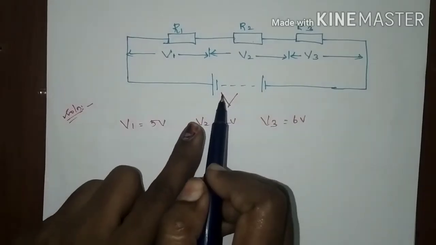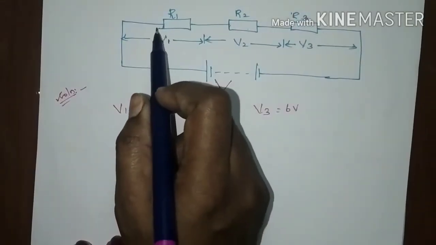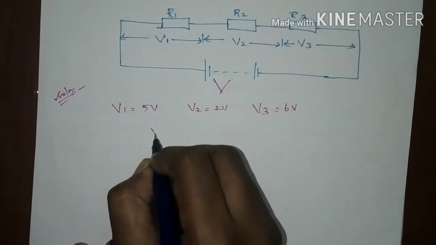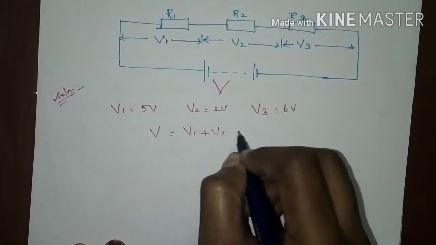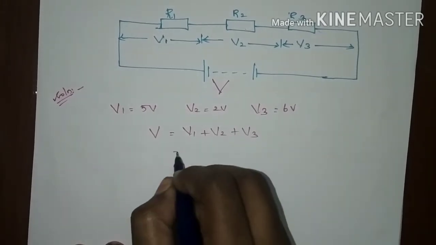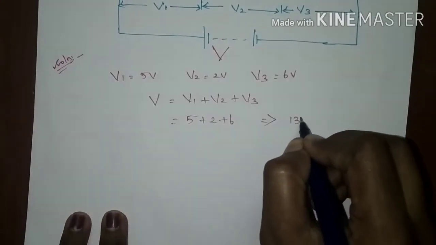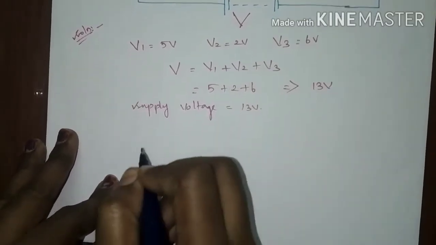We have seen in the series network that the supply voltage would be equal to the sum of the potential drops that occur in the resistances present in the series circuit. So, total supply voltage V would be equal to V1 plus V2 plus V3. So, we will get the value as 5 plus 2 plus 6, 13 volt. Supplied voltage is equal to 13 volt.